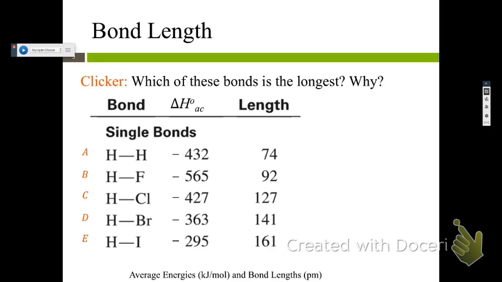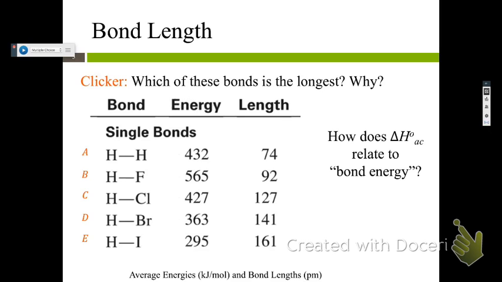All right, so that is also, you can refer to bond energy. What else changed when I changed that to bond energy? You guys notice anything else changed about the table? All the values are positive. So bond energy is how much energy it takes to rip them apart. Enthalpy of atomic combination is how much is released when they come together.